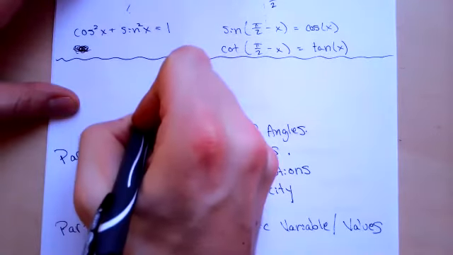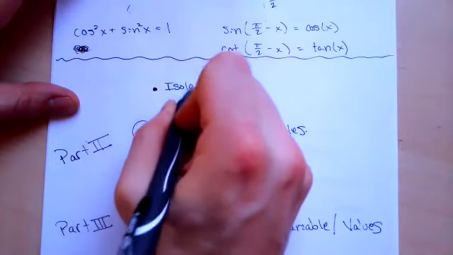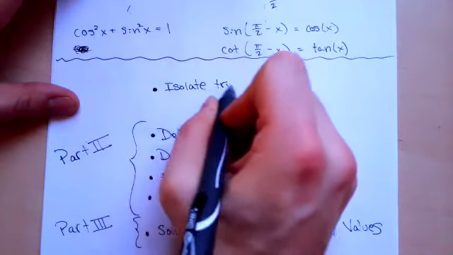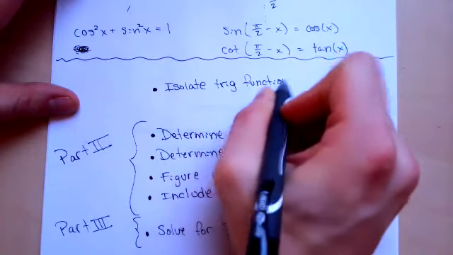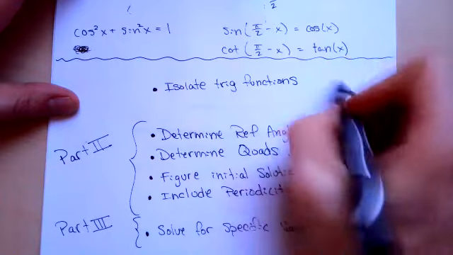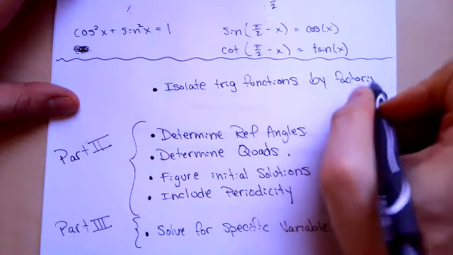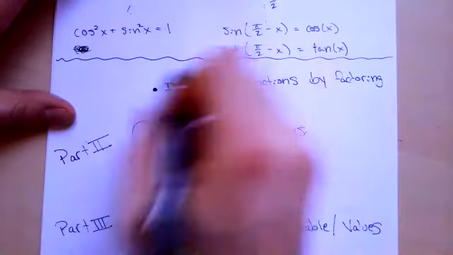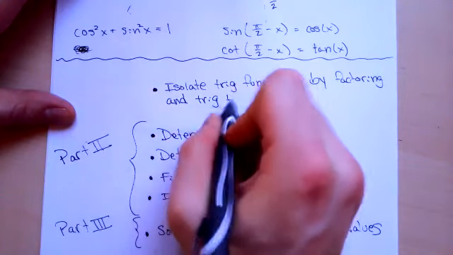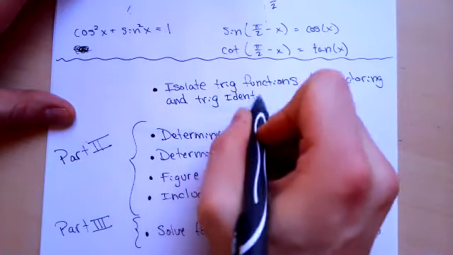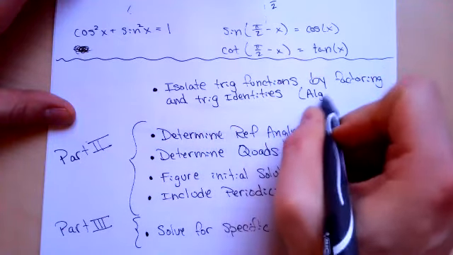So that's going to be our primary first step, is to isolate the trig functions. And we usually do this by factoring in trig identities, as well as just general algebra.